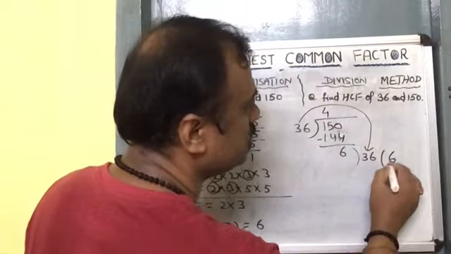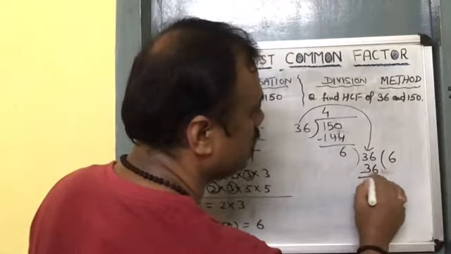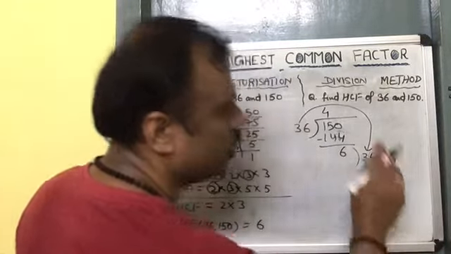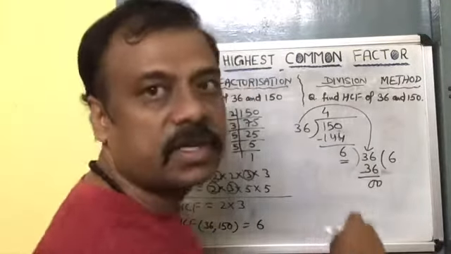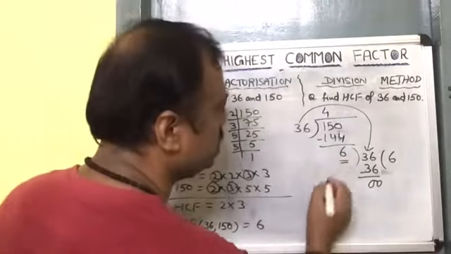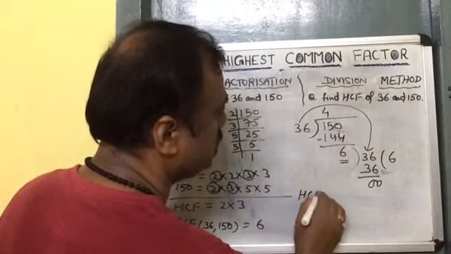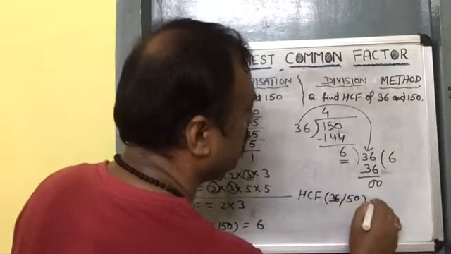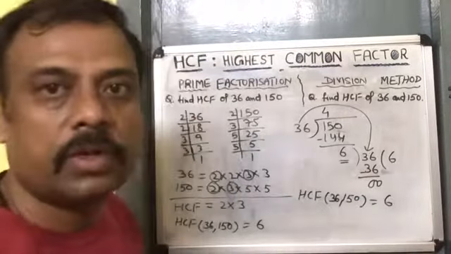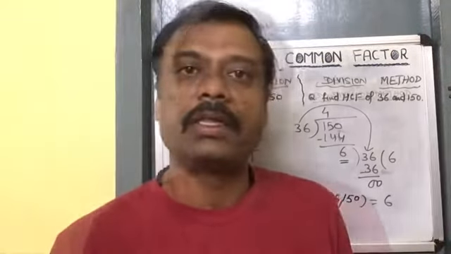Now 6 6s are 36. Now what happened? The remainder becomes 0. So the last divisor will be our HCF. Now the HCF of 36 and 150 is 6. Okay, let us go for another example.